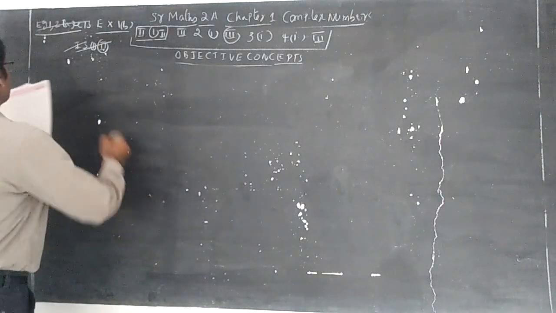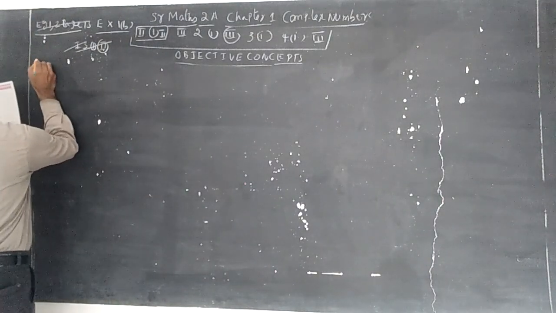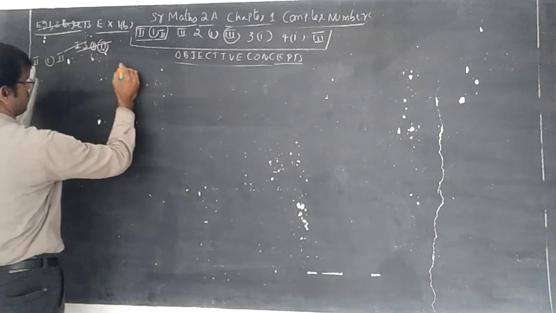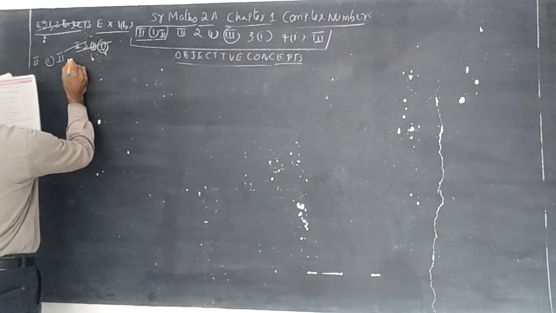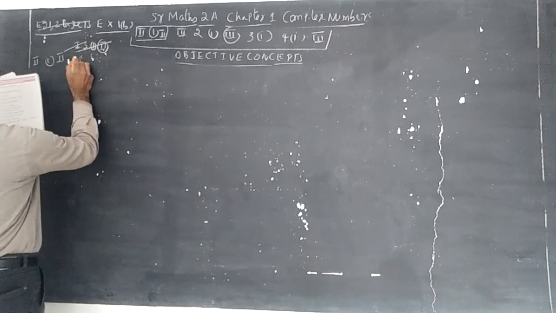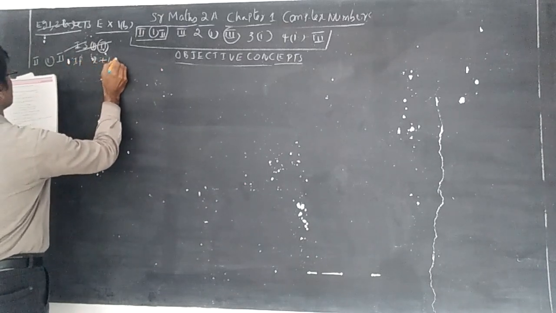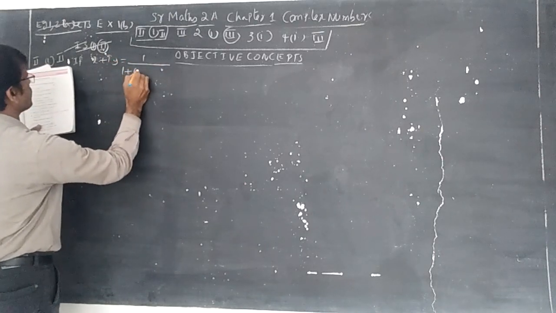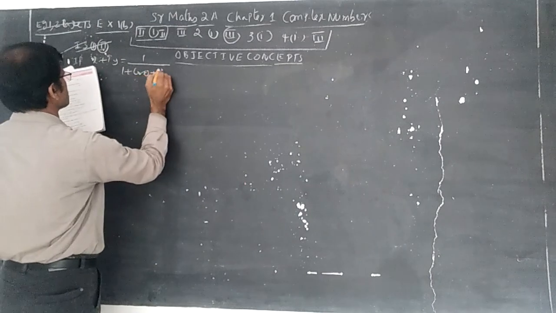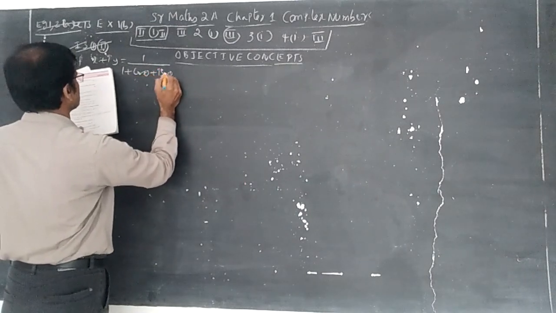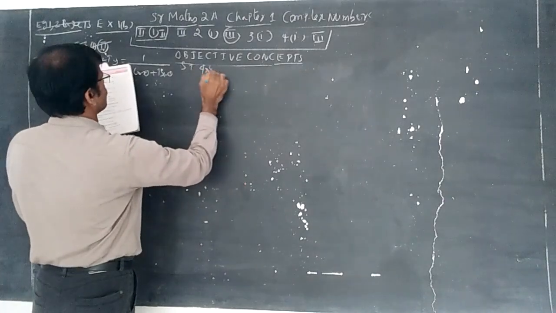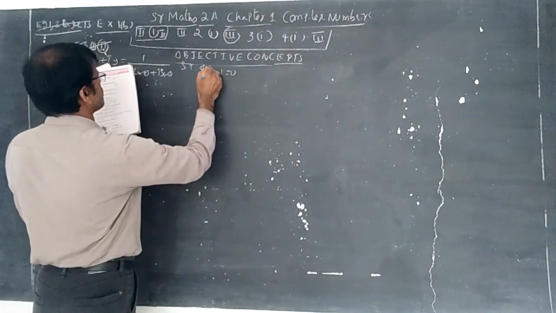This is also an important concept. Roman number 2, general number 1, second one. If x plus iy is equal to 1 by 1 plus cos theta plus i sin theta, show that 4x square minus 1 equal to 0.